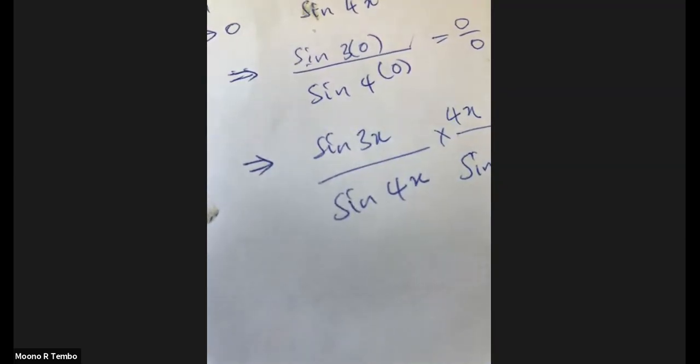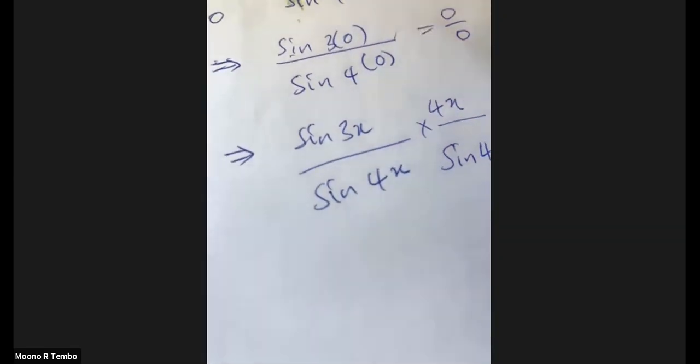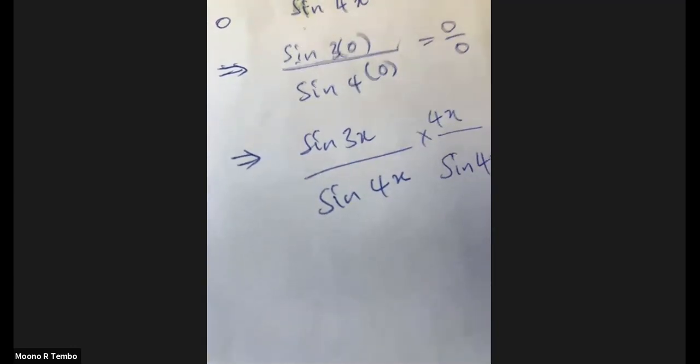We're going to get sine 3x over sine 4x. And then from here, we are going to say times 4x, everything over sine 4x, then we'll say times what we've been given here, 3x over 4x. This is just an easy way of solving the question.